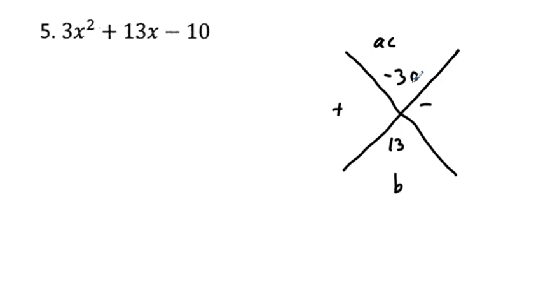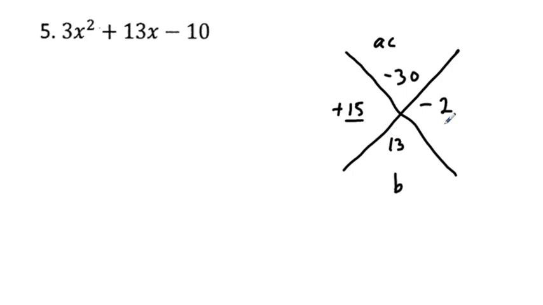No, it wouldn't work, right? 6 and 5, 31. What about 2 and 15? I think this is going to be it. So if we put plus 15 minus 2, you multiply these together, you get negative 30, but add together, you get 13.